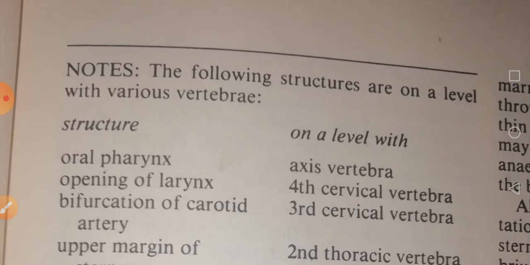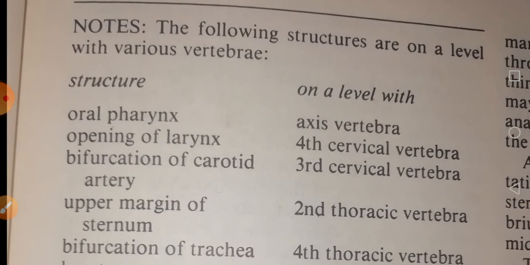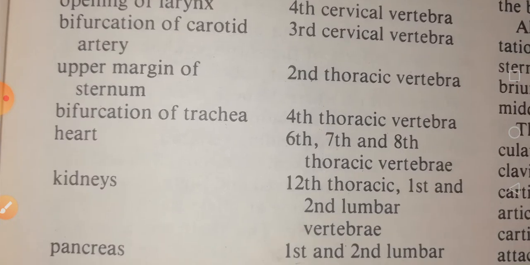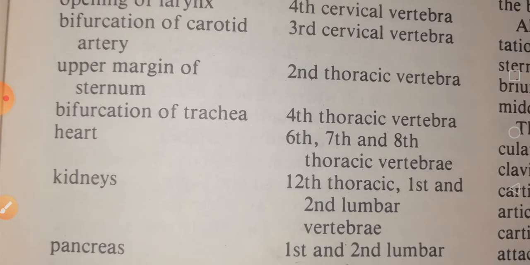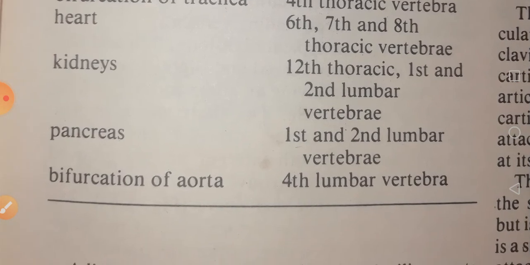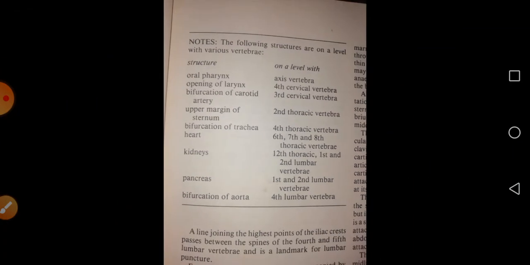So here, the following structures are located at various vertebrae. Oral pharynx, axis vertebra. Opening of the larynx, fourth cervical vertebra. Bifurcation of carotid artery, third cervical vertebra. Upper margin of sternum, second thoracic vertebra. Bifurcation of trachea, heart, fourth thoracic vertebra, and sixth, seventh, eighth thoracic vertebrae. Kidneys, 12th thoracic and first and second lumbar vertebrae. Pancreas, first and second lumbar vertebrae. Bifurcation of aorta, fourth lumbar vertebra. So these are the structures and where they are located.